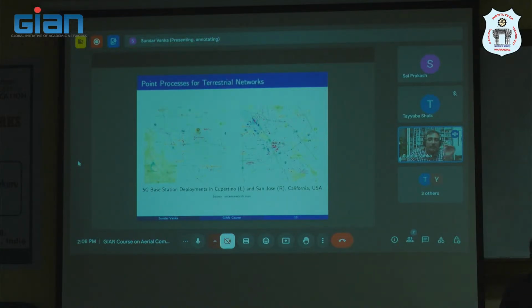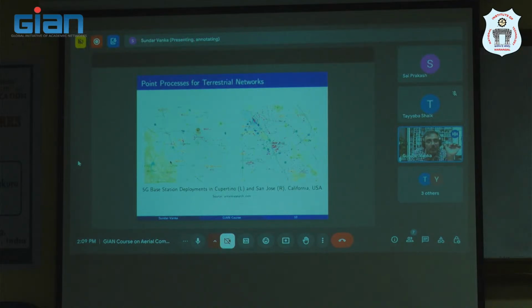One other example is, if you take a 5G network, like a cellular base station network, and you plot where the base stations are. I found this on one of these websites. I took two places. One of them is in Cupertino, where I used to live. Another place is in San Jose, where I used to work. Both these places, the red dots here constitute the locations of the towers.